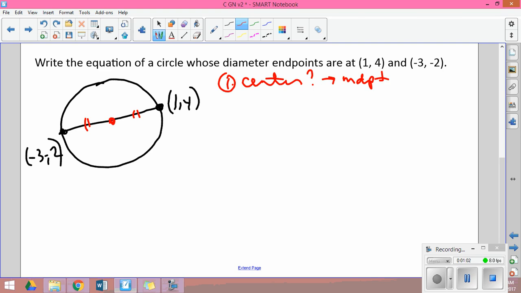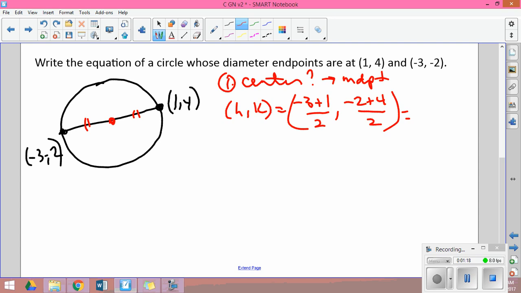And so I'm going to find that my center, my (h, k), is the midpoint of that diameter. So I have (-3 + 1) divided by 2, (-2 + 4) divided by 2. And so I have -2 divided by 2, so I have -1. +2 divided by 2, I have 1. So my center is at (-1, 1).